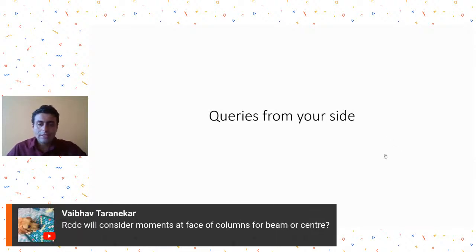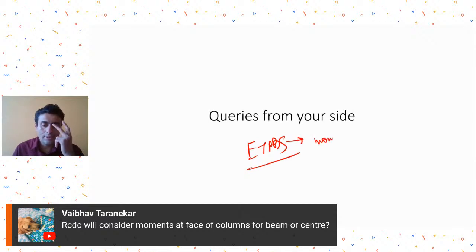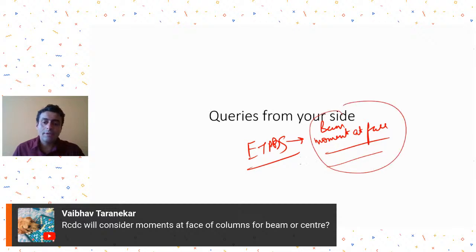Mr. Weber is asking, will RCDC consider moments at face of column for beam or center? It will depend on how you have run your analysis. For example, in ETABS, by default, ETABS gives you moment at face, isn't it? By default, ETABS gives you moment at face of the column. So beam moments are given at the face of the column. If this is the setting you have made in ETABS, and if you bring that file to RCDC, it will also take the moments at face.